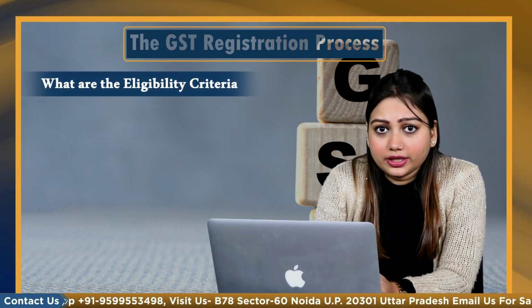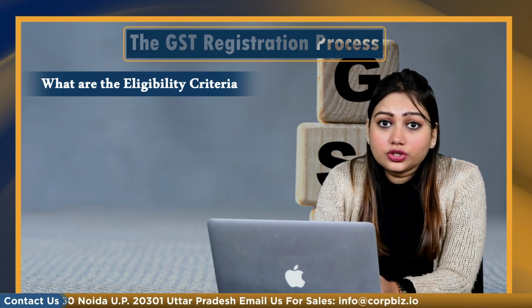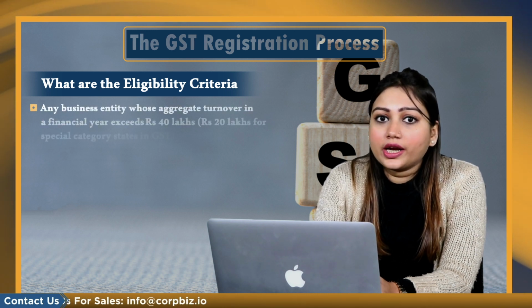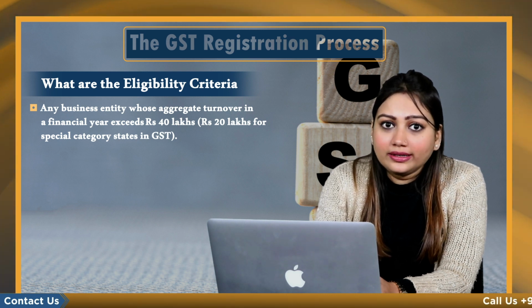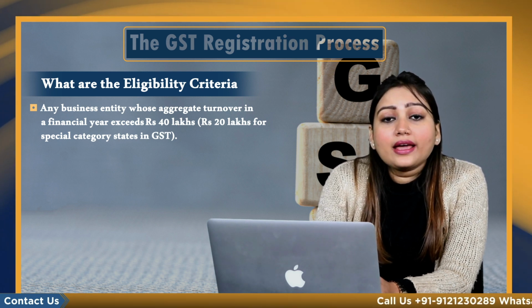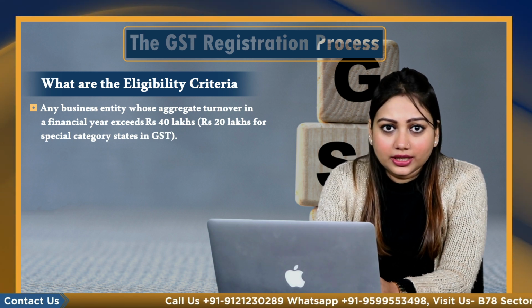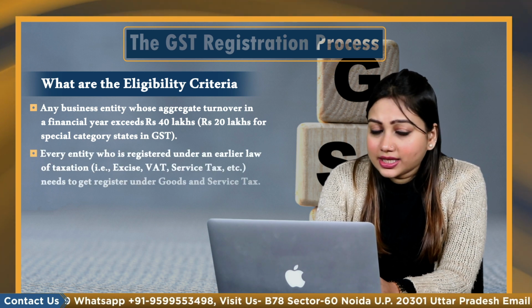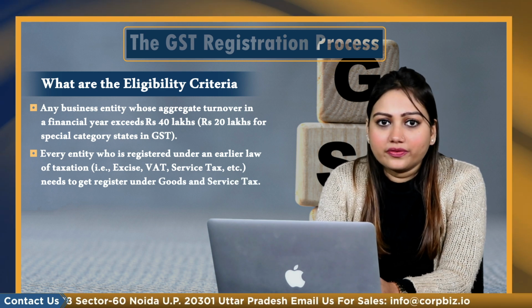Now let's take a look at the eligibility criteria for GST registration. The eligibility criteria required to get registered under GST include any business entity whose aggregate turnover in a financial year exceeds 40 lakhs, and in special category states 20 lakhs. This clause does not apply if the entity deals only in the supply of goods and services which are exempt under GST. Every entity registered under an earlier law of taxation, that is excise, VAT, service tax, etc., needs to get registered under goods and service tax.